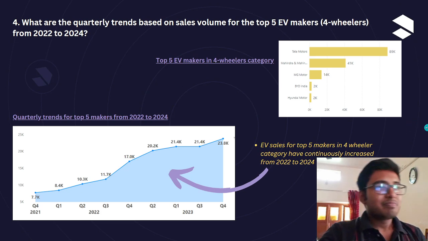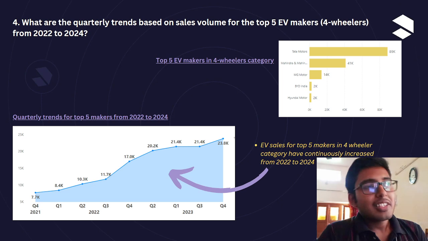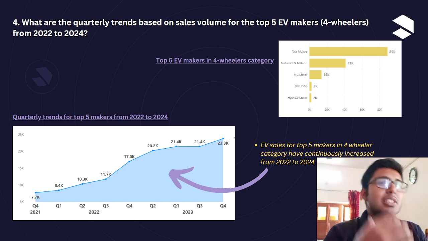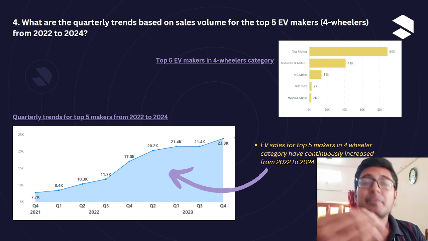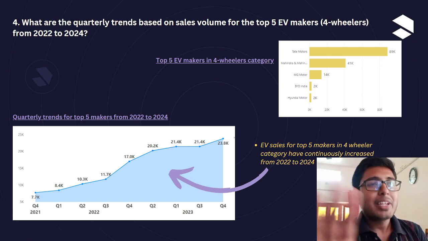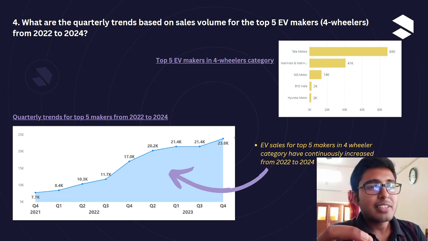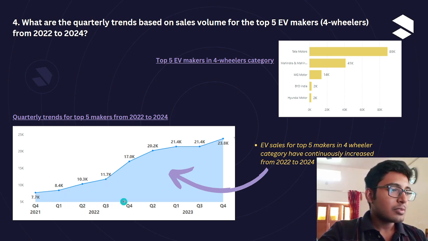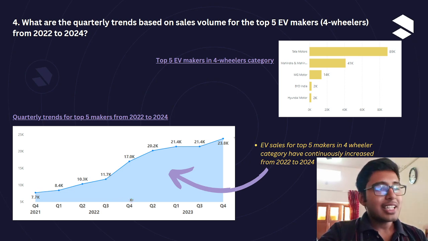Now moving on to the fourth query, they ask us what are the quarterly trends based on the sales volume for top 5 EV makers in four-wheelers category from 2022 to 2024. Firstly, we are required to identify the top 5 EV makers in the four-wheelers category. So the top 5 makers are Tata Motors, Mahindra and Mahindra, MG Motor, BYD India and Hyundai Motor. And for these top 5 manufacturers, the quarterly trends from 2022 to 2024 are as follows. I have provided the chart here, and one can easily see that the sales are continuously on the rise from 2022 to 2024 for the top 5 manufacturers.